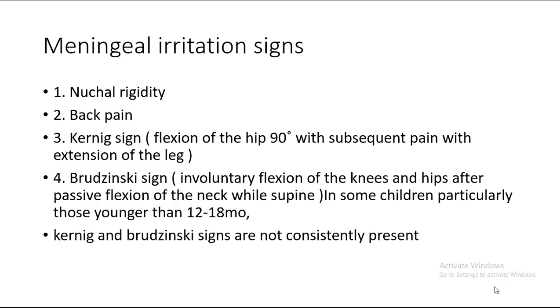Brudzinski sign, with the same previous position. The child lies in supine position. The pillow is removed. On trying to flex the neck, there will be flexion of the hip and the knee, and vice versa. This is very important.